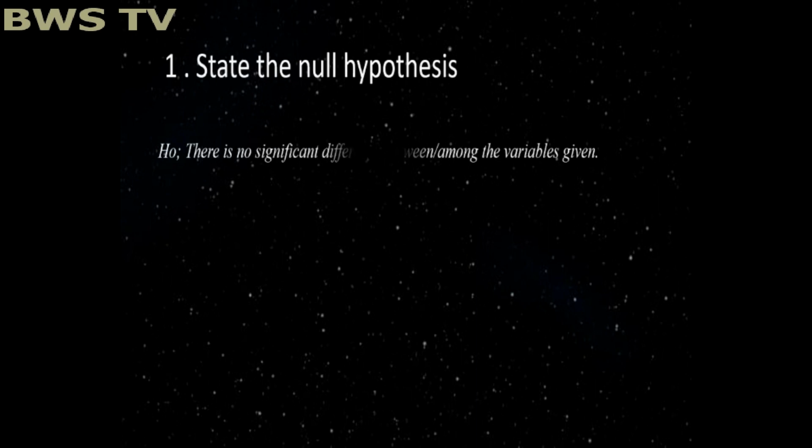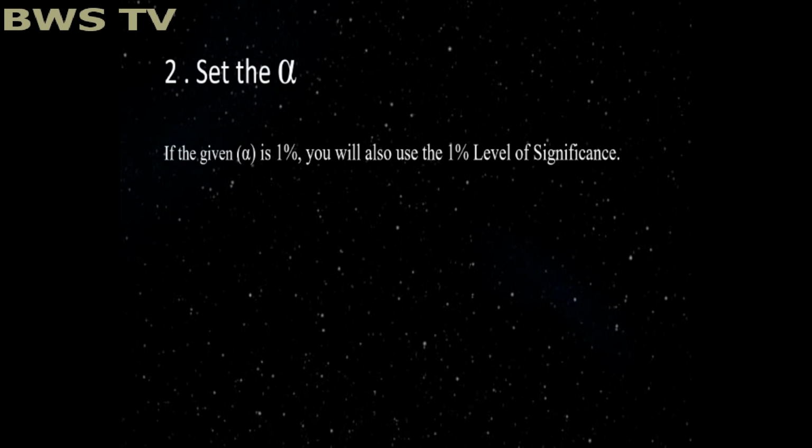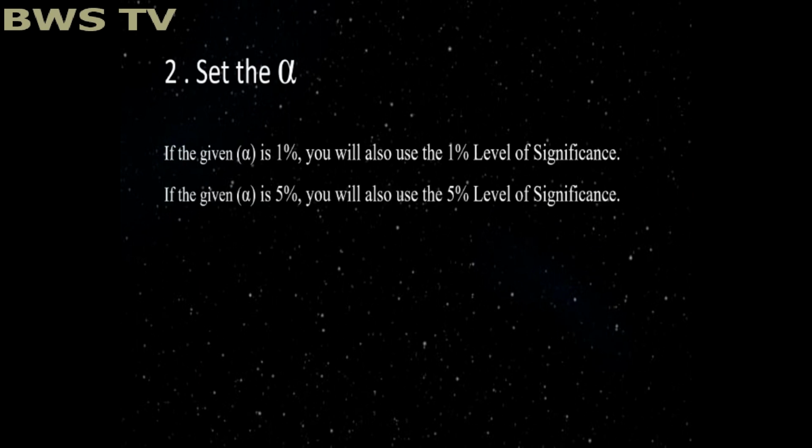Aside from those materials, you need to know the steps in solving ANOVA. The first step is to state the null hypothesis, and this is how the null hypothesis must look. The second step is to set the alpha. If the given alpha is 1%, you will also use the 1% level of significance. If the given alpha is 5%, you will also use the 5% level of significance.